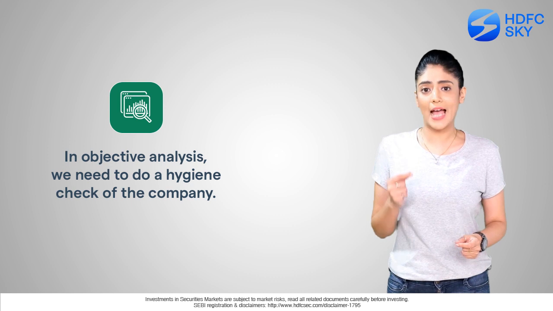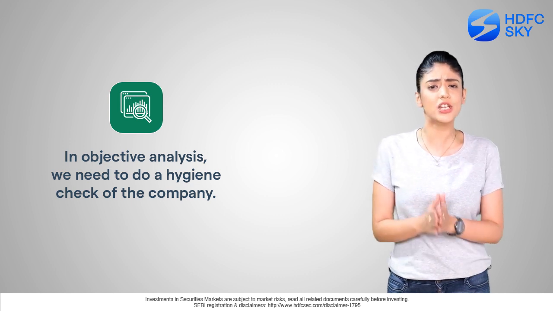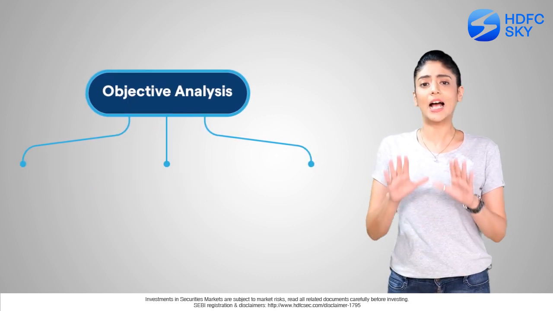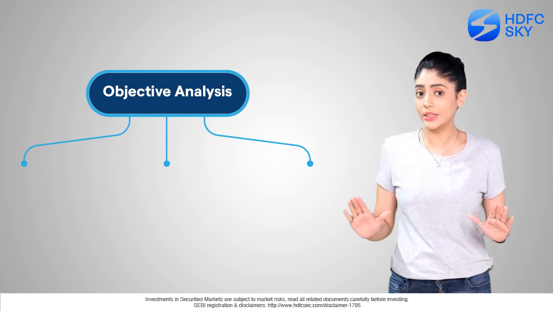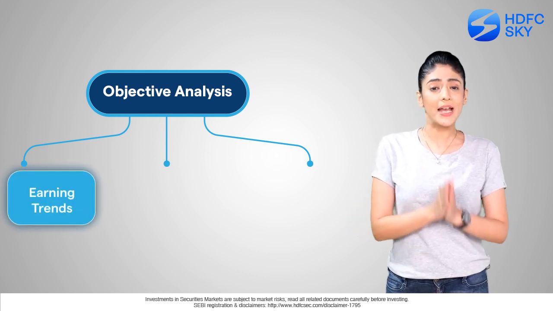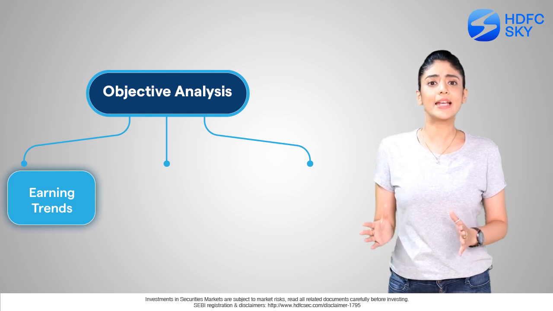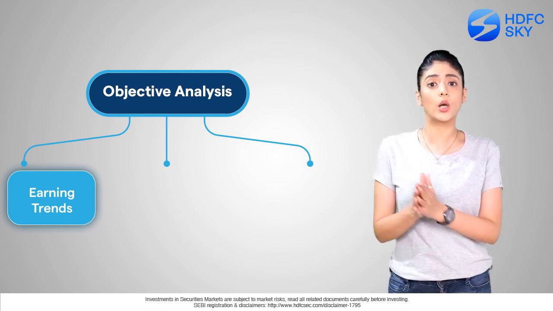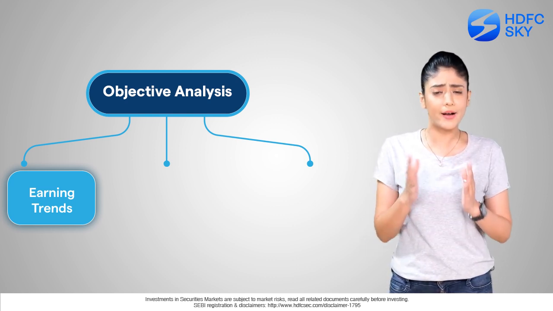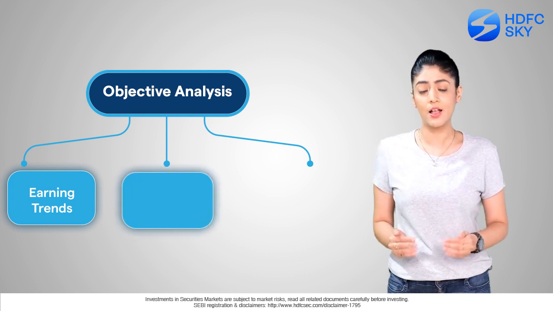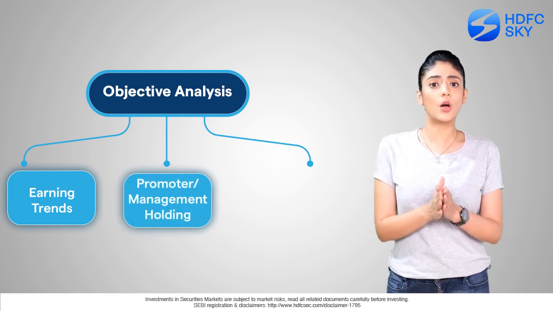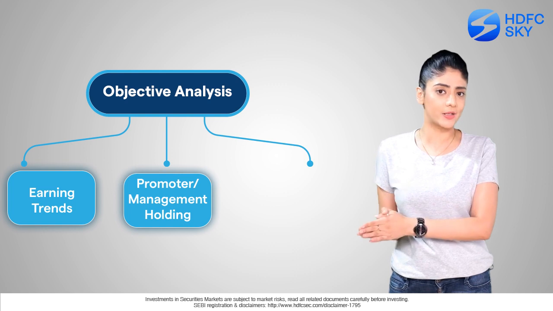In objective analysis, we need to do a hygiene check of the company. यहाँ 3 चीजें देखनी जरूरी होती हैं. नंबर 1, ट्रेंड्स इन अर्निंग्स. हम देखेंगे कि कंपनी की अर्निंग्स क्वार्टर ऑन क्वार्टर या ईयर ऑन ईयर बढ़ रही है या घट रही है. नंबर 2, प्रमोटर और मैनेजमेंट होल्डिंग पैटर्न.